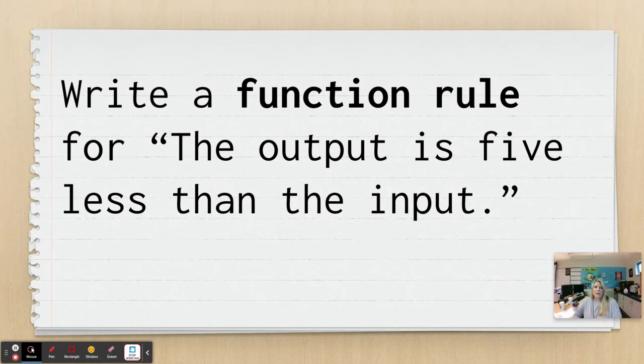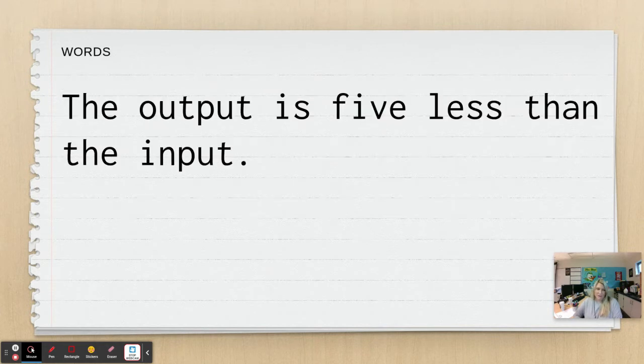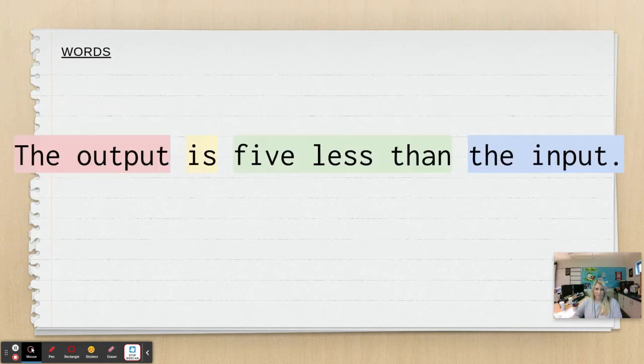So we're going to represent functions by writing them. Write a function rule, meaning write an equation for these words. The output is 5 less than the input. So we're going to break it down. Let's read it again. The output is 5 less than the input. We're going to break that up about what we know about each term or word there.